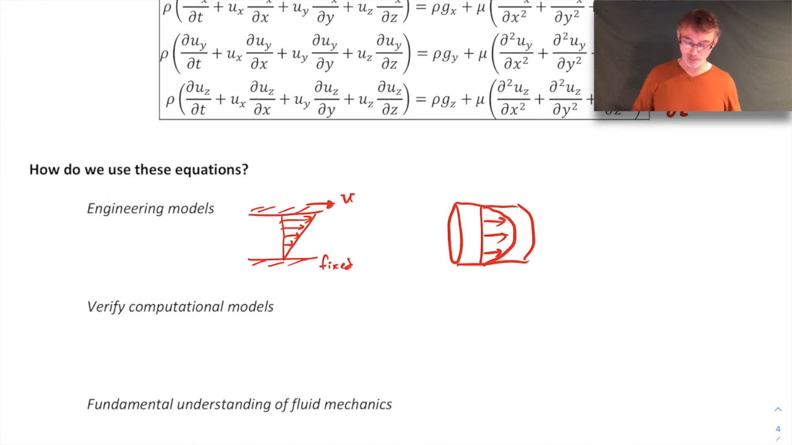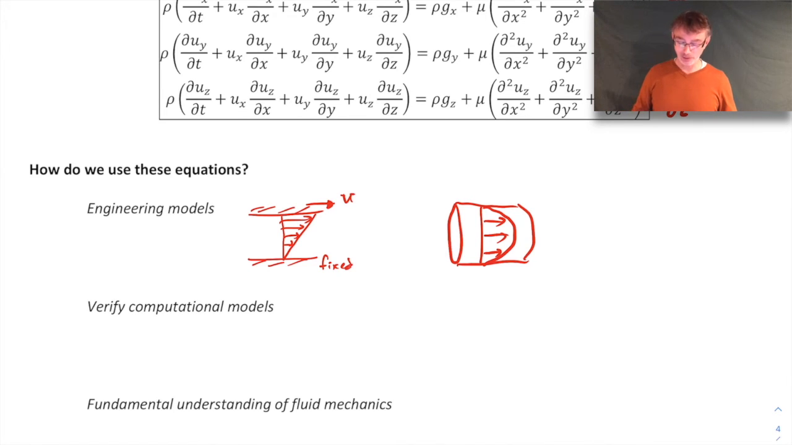We can use them for engineering models because we can use those special cases as approximations to real life situations, and then use the velocity profiles and pressure, et cetera, that we get from the Navier-Stokes equations to solve those real engineering problems. So we can use it as engineering models, and it's done all the time.